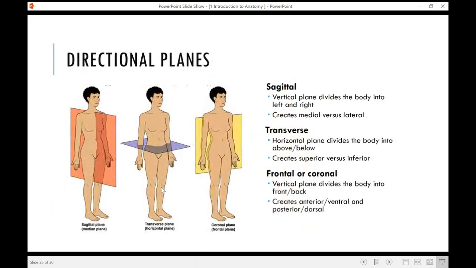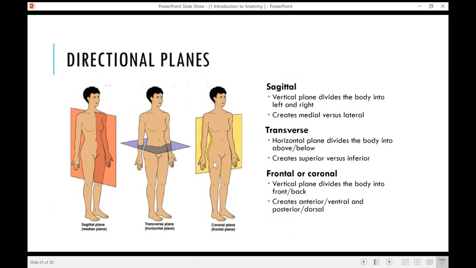We also have some directional planes to be able to talk about what's happening within the body. Sagittal is going to be dividing into a left and right. We can use the term mid-sagittal, which would mean dividing directly in half, so that we would have an even left and right. And this creates a medial versus lateral plane. We have transverse. Transverse is going to be dividing into above and below, so superior versus inferior.